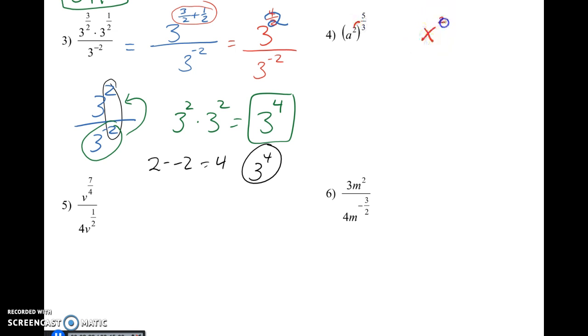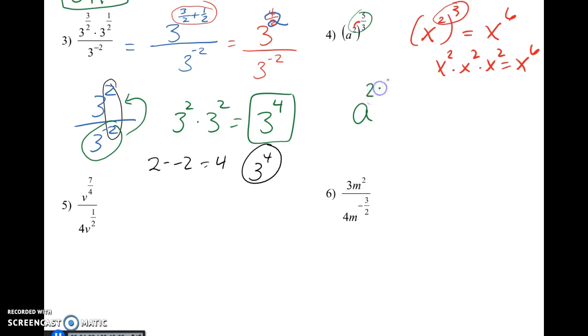So what do I do with these two numbers? Some of you guys have trouble remembering the properties, so I think about it in terms of just integers instead of looking at them as rational exponents. Let's see. If I had x squared to the power of 3, that would be x to the power of 6. Or another way to think about that is x squared times x squared times x squared, which is x to the power of 6. So it means I have to multiply these exponents, which is the same thing I'm going to do with these ones here. So a to the power of 2 times 5 over 3.